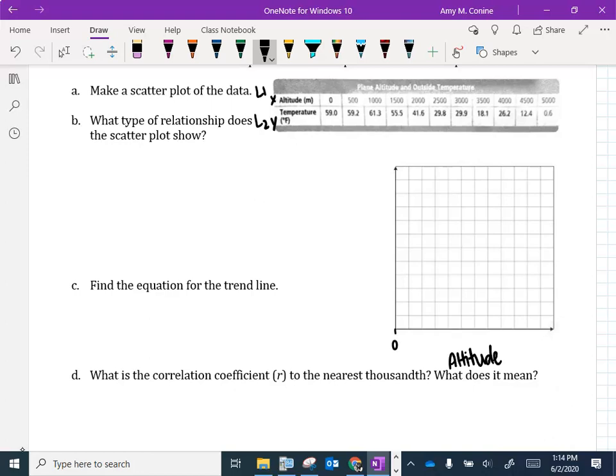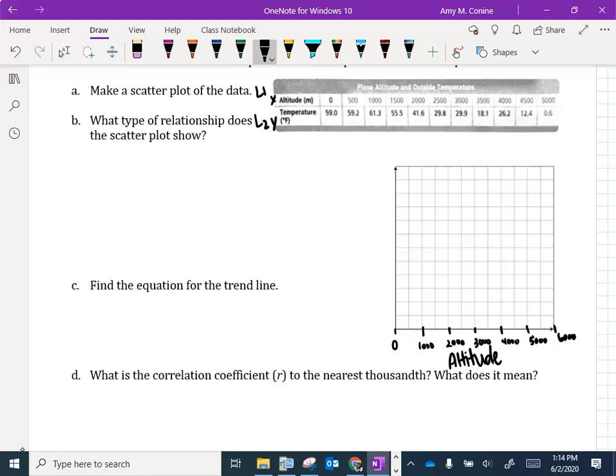So 0, 5, 1, 5, 2, 5, 3, 5, 4, 5, 5. We can't do that. So I'm going to make that 1,000, and we're going to go up by the 500s that it says. So I'm labeling my x-axis right now. You should be doing the same. That's 5,000. And this would end at 6,000 for the data that we're representing.